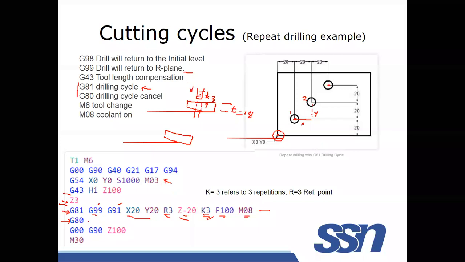After this, we are giving G00. G00 means rapid movement. G90 is the absolute coordinate system, Z100. So this will make the tool move away from the surface of the workpiece by 100 mm. Okay, then spindle stop. M30 is spindle stop or program stop. You can stop it and you can remove the workpiece. So likewise, cutting cycles for counter boring operation and thread cutting, there are any number of cycles available in a CNC machine tool.